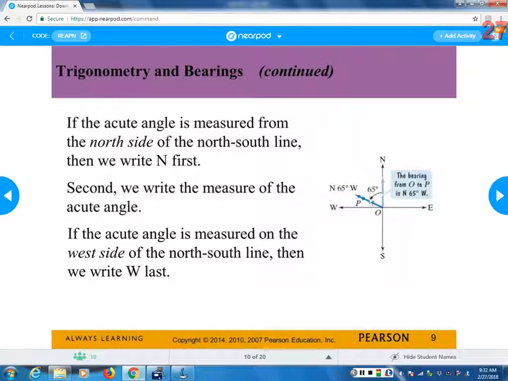So here's an example. I didn't do the 65 degrees, but here's an example of north 65 degrees west. The angle was on the north side of the north-south line, so we write north first. We write the acute angle between the north-south line and that angle. We're not measuring against the x-axis anymore. It's bearing. And then, since it's on the west side, we write W.